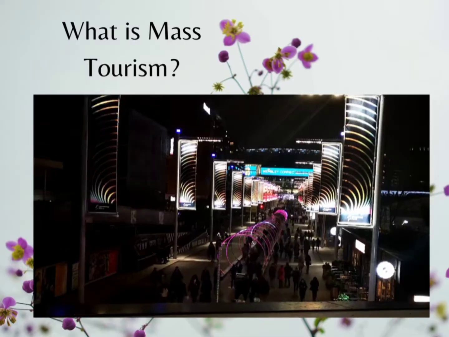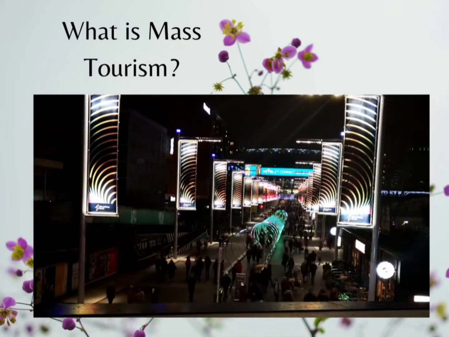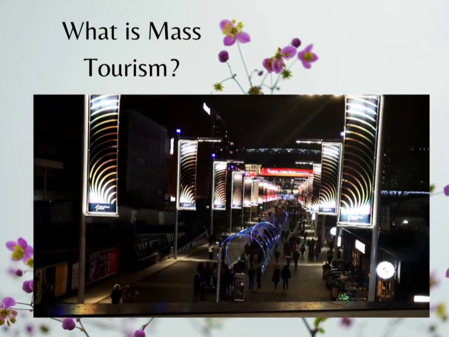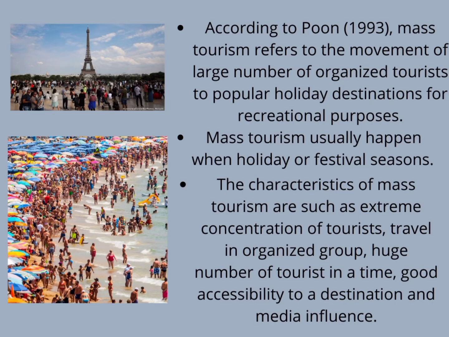Today, I will share with you how to reduce the negative impacts of mass tourism. First of all, I will explain the definition of mass tourism. According to Poon 1993, mass tourism refers to the movement of a large number of organized tourists to popular holiday destinations for recreational purposes. Mass tourism usually happens during holiday or festival season, where there are a huge number of tourists visiting a destination at the same time.